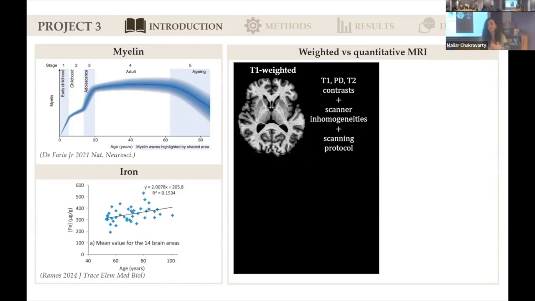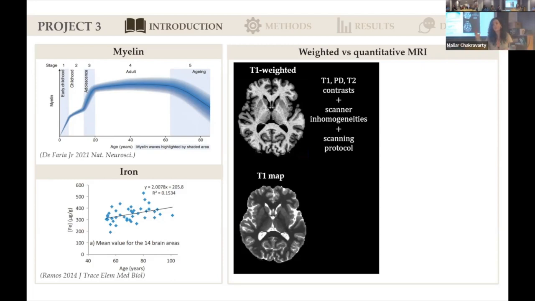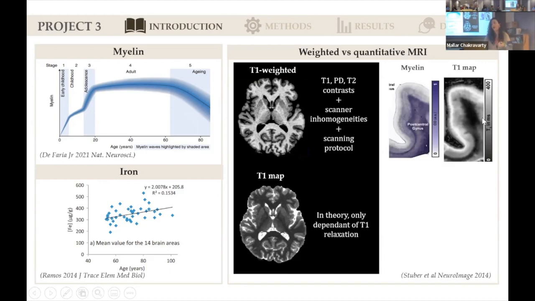However, quantitative MRI is another approach that will allow you to have what we call a T1 map. So it's in the same participants, you can see the comparison. And in theory, T1 maps should be only dependent on the T1 relaxation. So I'm not going to explain in detail what is T1 relaxation. It's a physical property of the tissue, but you just need to know that the T1 values, so like the T1 maps, have been related to myelin quantity in the brain.